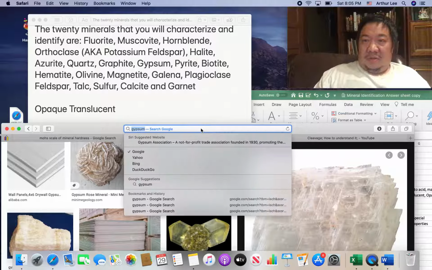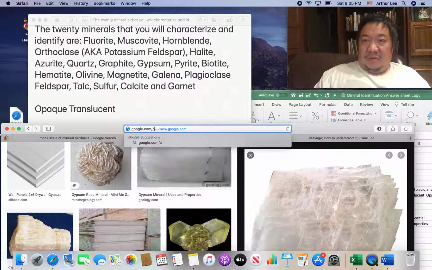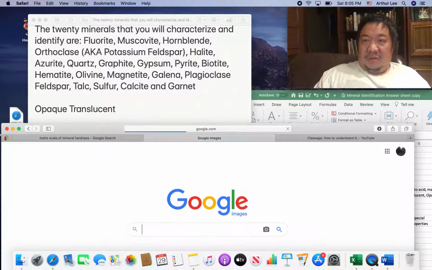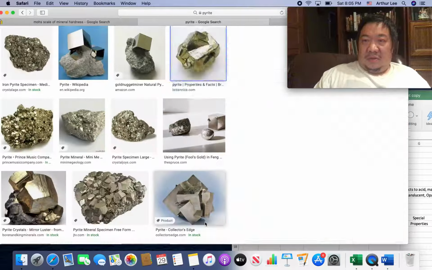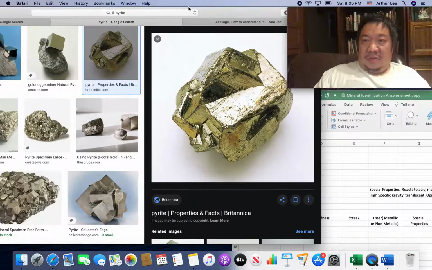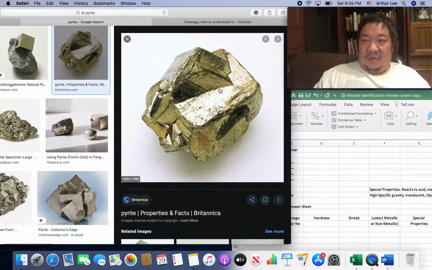Then, next mineral is called pyrite. Pyrite, it definitely has a metallic luster, doesn't it? Back in the 1860s, they used to call this fool's gold.